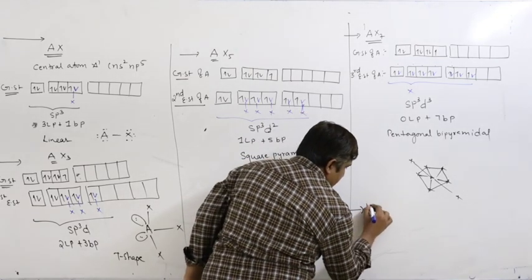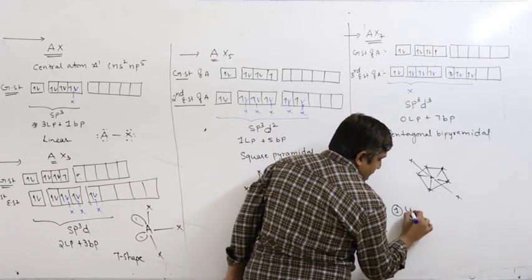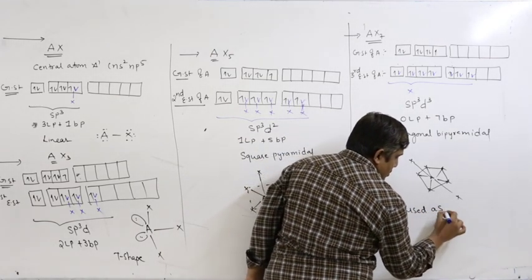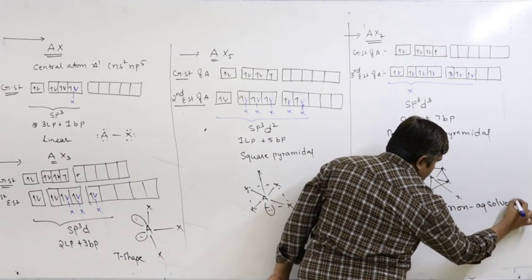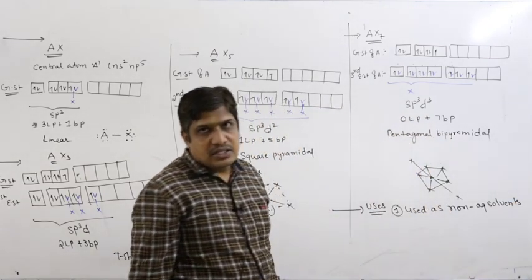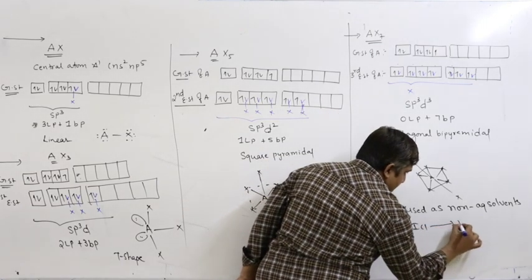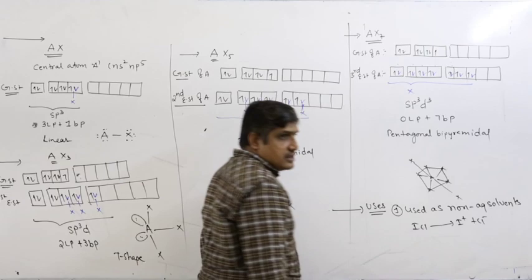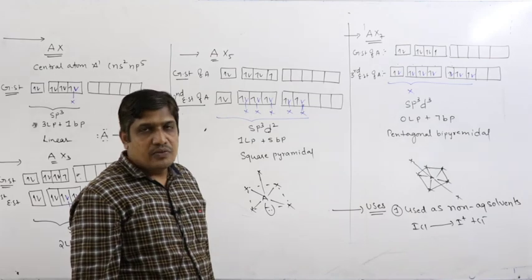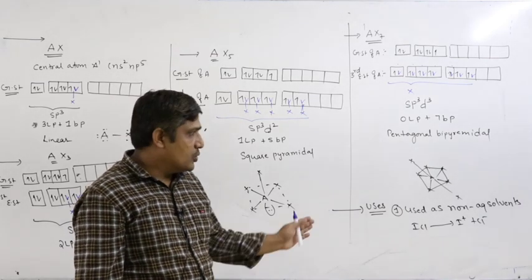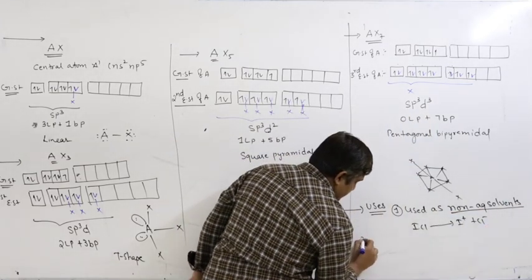So coming to the uses, interhalogens can be used as non-aqueous solvents. Instead of water, these interhalogens can be used as non-aqueous solvents because they undergo self-ionization. For example, ICl dissociates into I+ and Cl-. So instead of water, to get a polar solvent, we can use interhalogens. Due to the difference in electronegativity, they can dissociate into cation and anion. So they can be used as non-aqueous solvents.